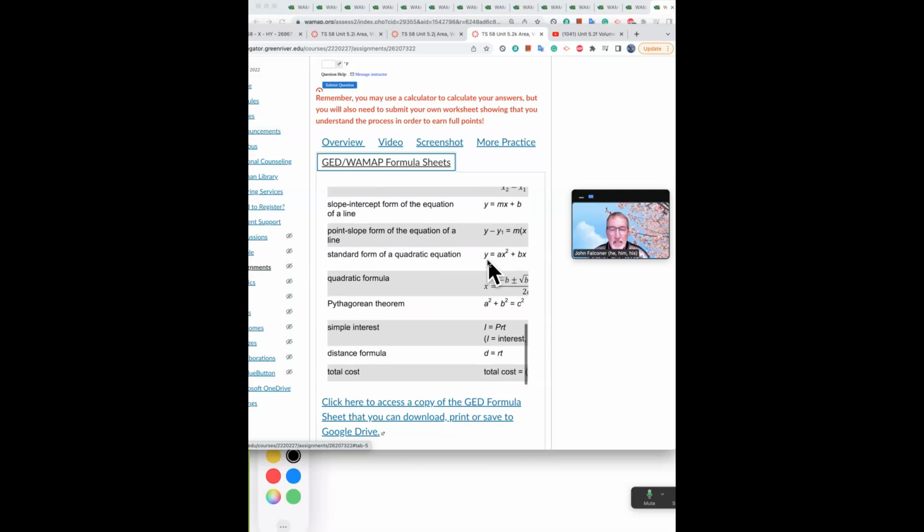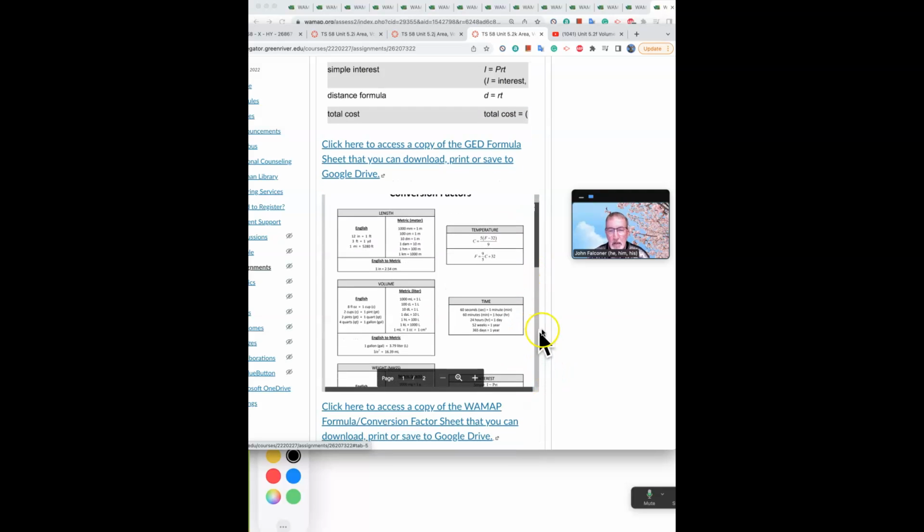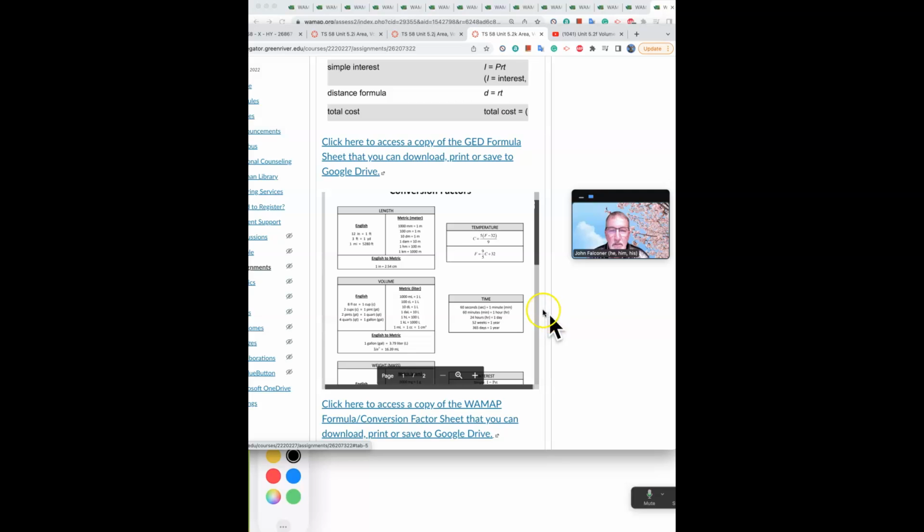And this is not a GED question, so this is only for the WAMAP or to do well in this math class. You need to know this. So here they are, and they are a little bit confusing. Centigrade is equal to 5 times the difference between the Fahrenheit temperature and 32, divided by 9. And then Fahrenheit is equal to 9/5 centigrade plus 32.